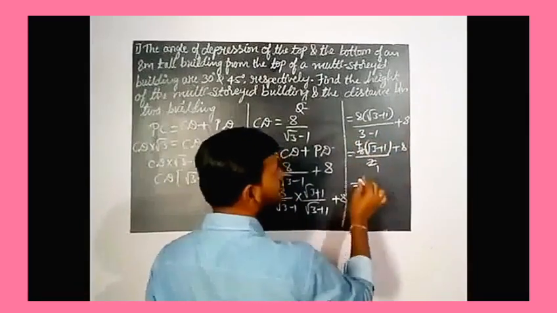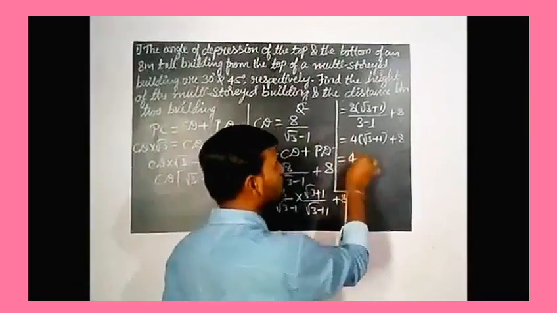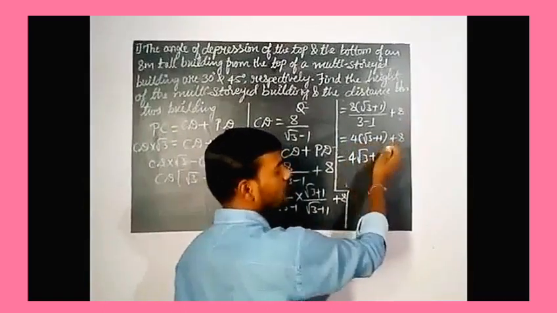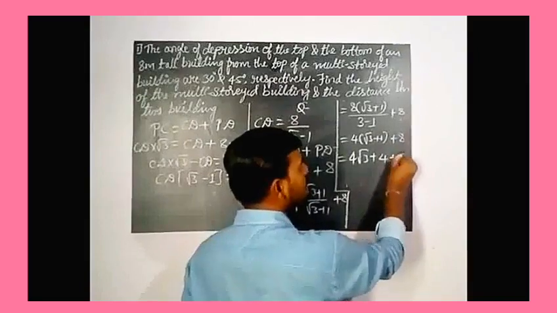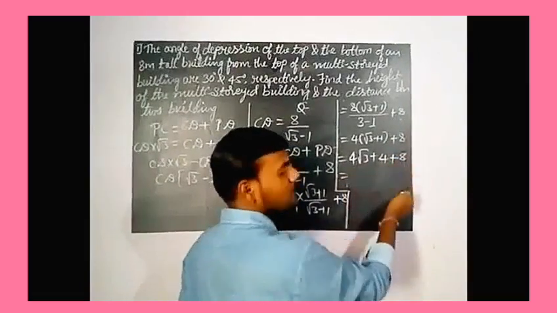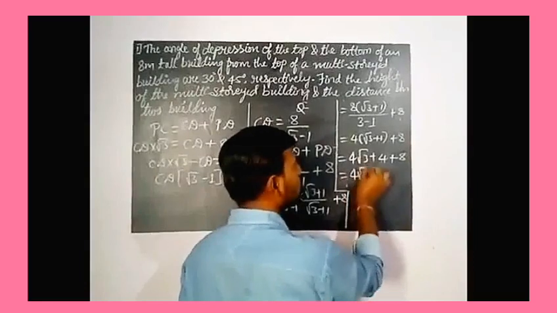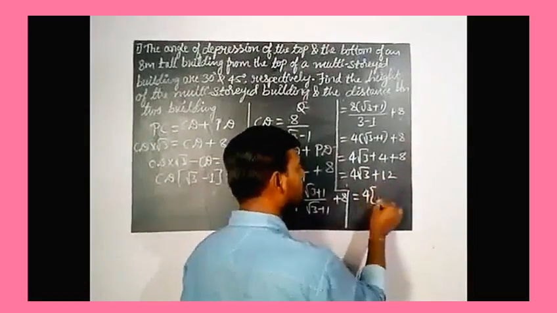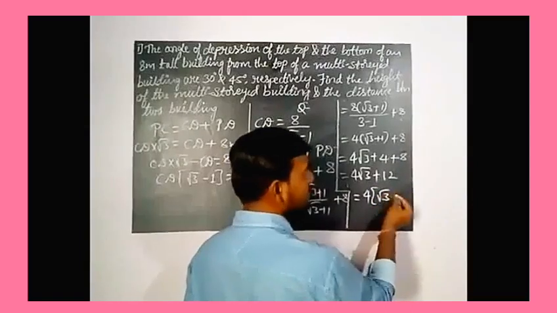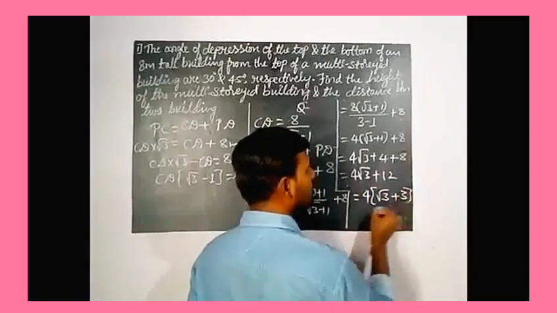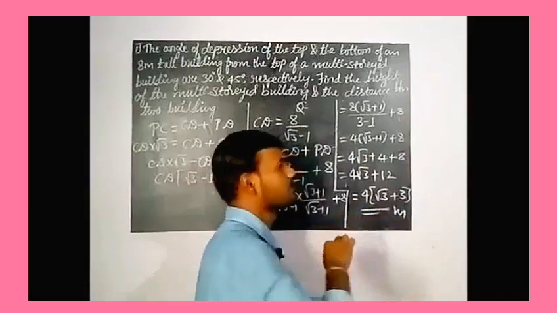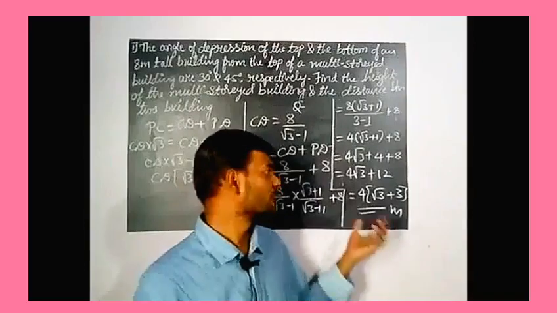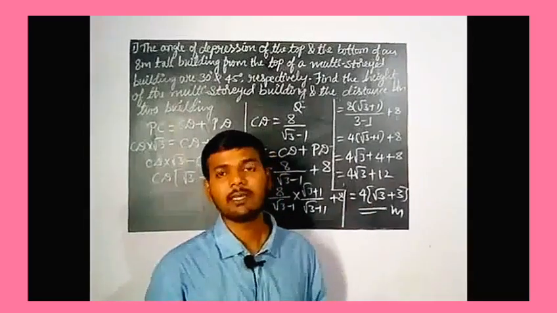2 ones are 2, 4s are 4. Now we can write, we are getting 4 root 3 plus 4, multiply this 4 to the root 3 plus 1, and then plus 8 as it is. Next 4 plus 8, 12, so 4 root 3 plus 12. Next we can take 4 out, so root 3 as it is in the first term, and here 3 is left. So it is the answer. That is, the height and distance of the buildings is 4 root 3 plus 3 meter.